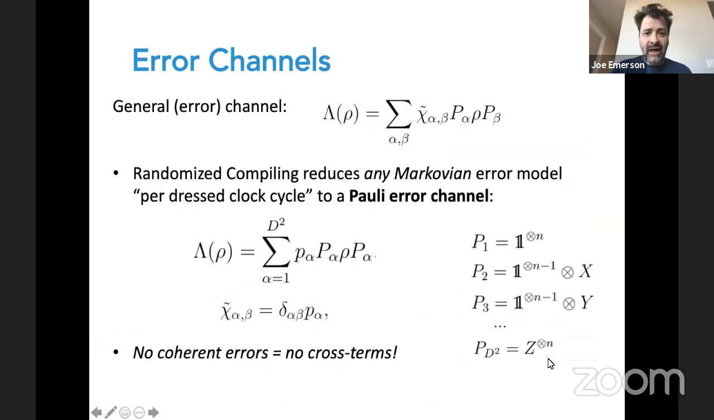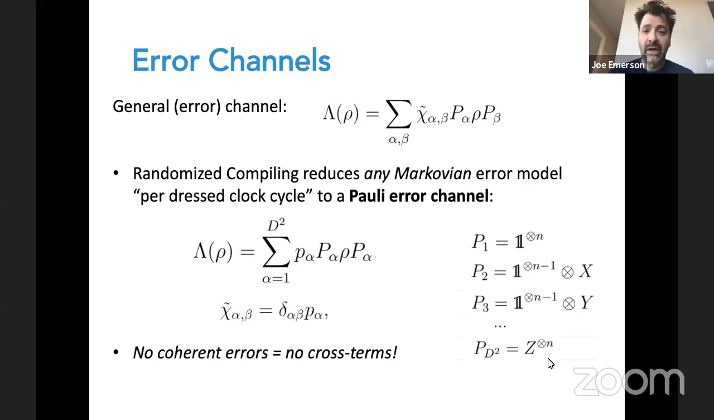Okay, now a little bit of math. A general error channel can be written down in lots of ways. A common way to write it down is the so-called chi matrix. Here the Paulis, P sub alpha and P sub beta, are all the Paulis that span the space, so you have D squared of them. P1 is the tensor product of identities, P2 is an X on the nth qubit, P3 is a Y on the nth qubit, and so on, until you have Zs all the way across. This is an operator basis for the noise maps, for the CP maps.